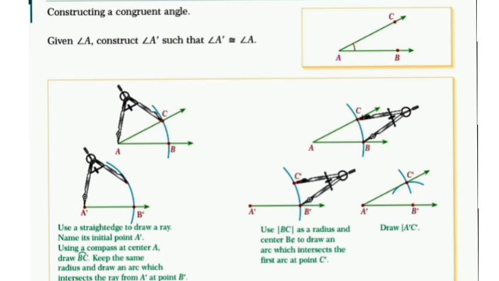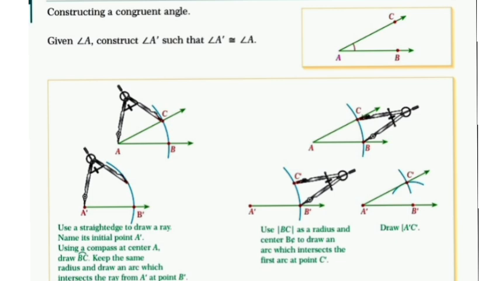Constructing a congruent angle. Given angle A, construct angle A' such that angle A' is congruent to angle A. Use a straight edge to draw a ray. Name its initial point A'. Using a compass at center A, draw arc BC. Keep the same radius and draw an arc which intersects the ray from A' at point B'.